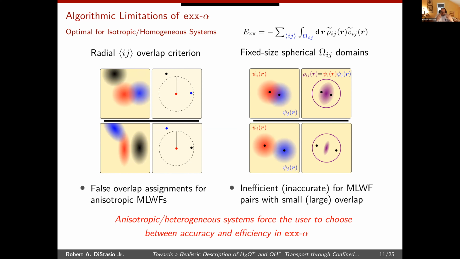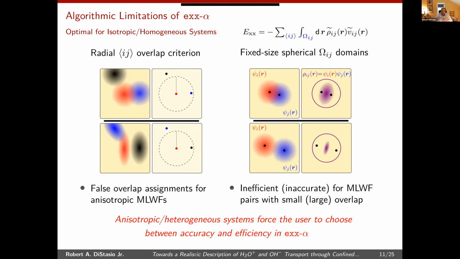So again, the intrinsic anisotropy and heterogeneity in systems that we care about force the user to choose between accuracy and efficiency. And I don't care for that. So with Shanu and several others in my group, we tried to develop a method that does not force that compromise, so that you can be as accurate as you want and as performant as you can be. And here's the way we're doing that.